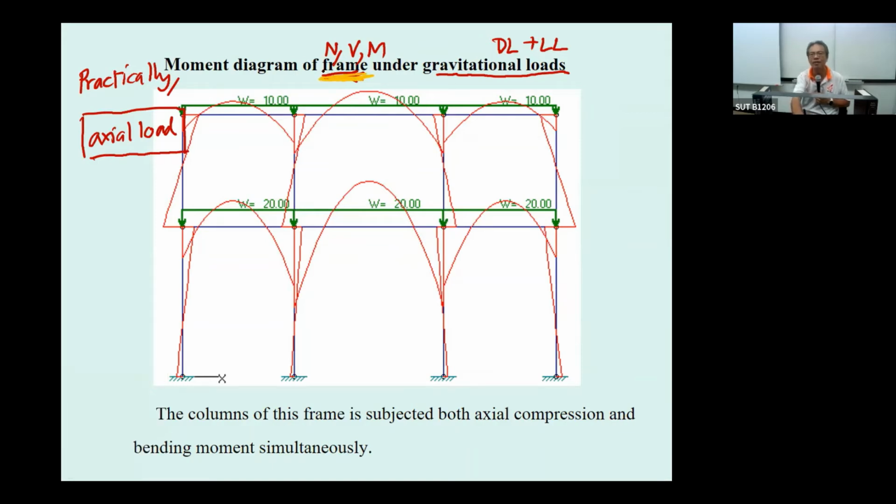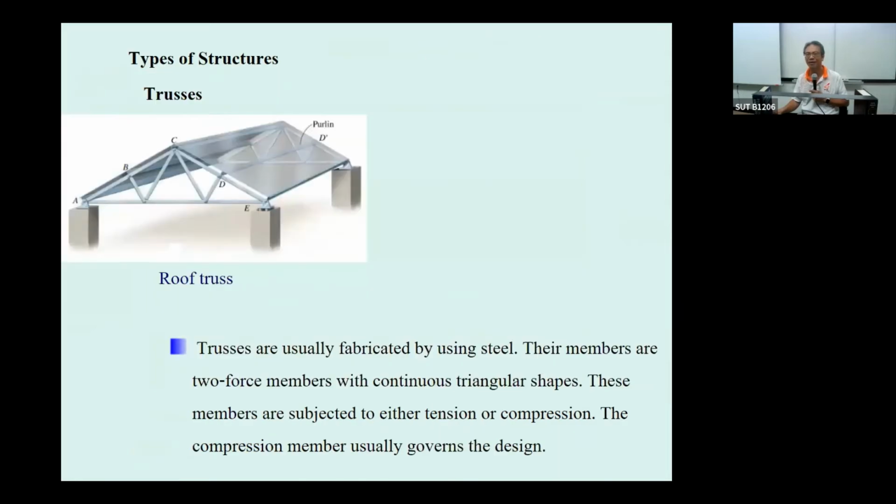When we do the frame analysis based on the section that we designed, if we find that the value of the moment and the value of axial force are large, we have to redesign it. But practically, we start with the column subjected to the axial load. This is going to be the later part. And then we come to the task.